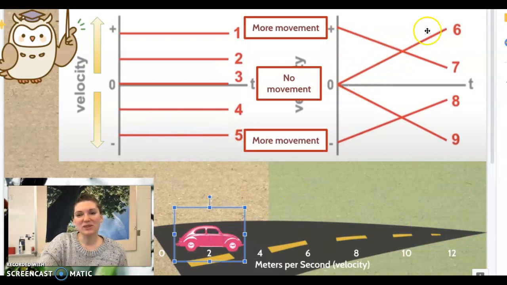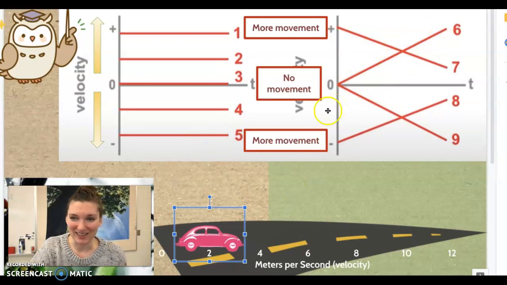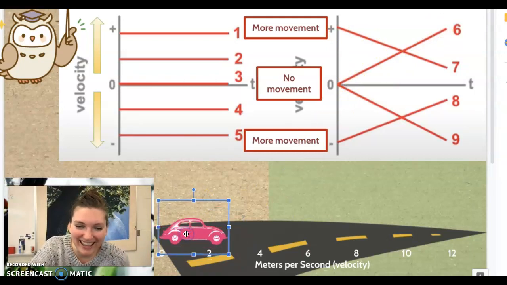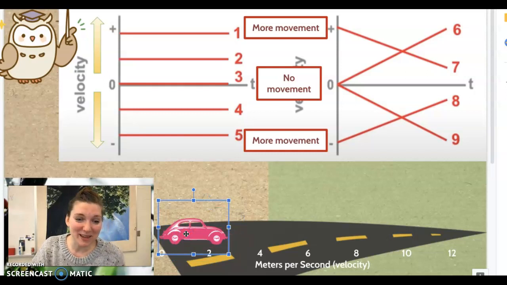So now I'm going to show you these graphs and what that would look and sound like. I did not think when I became a physics teacher that I would be doing so many car noises, but it's good. It's good. You guys love it, I'm sure.